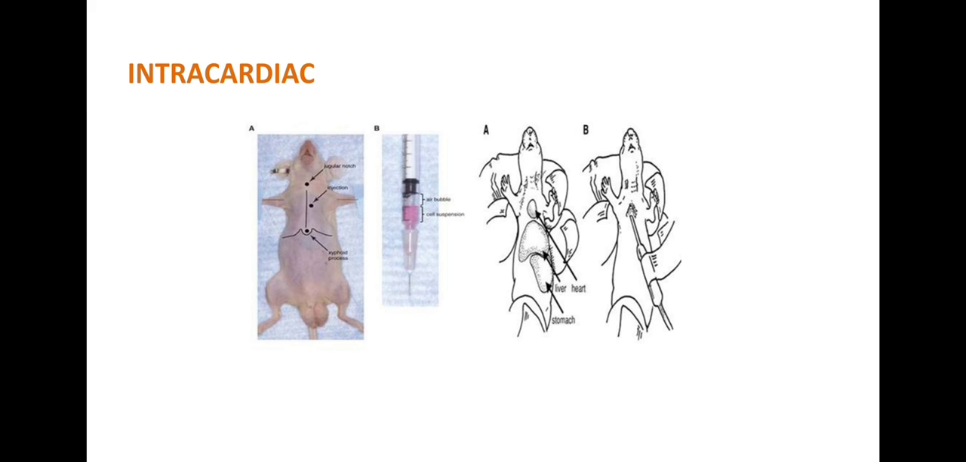So next one is intracardiac injections, which are injections that are given directly into the heart muscles or ventricles. So here it is technically challenging. It is given under anesthesia to the left ventricle. Here nude mice are much easier to give intracardiac injections compared to haired mice.